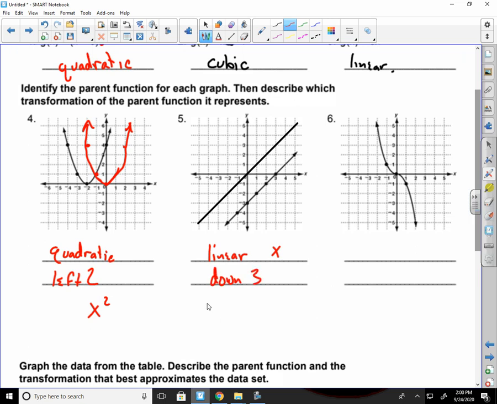And that's a translation. I guess I should have put that for the first one as well. But if you told me just left 2, I would know what you're talking about. Translation.